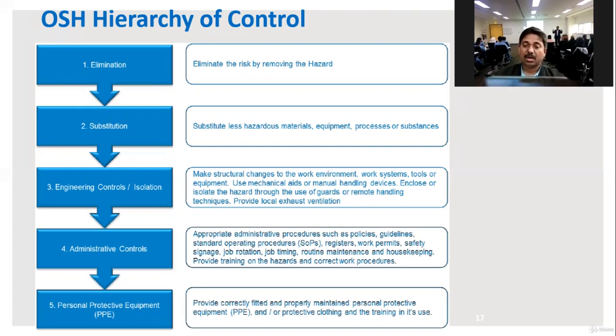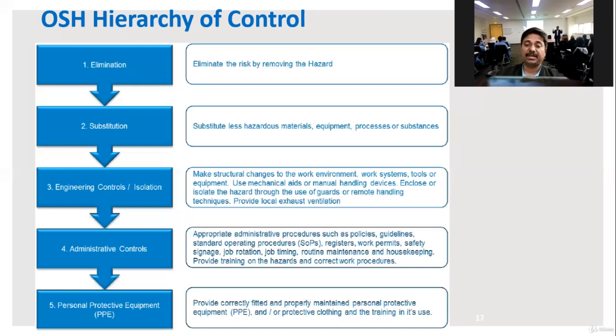Administrative control: appropriate administrative procedures such as policies, guidelines, standard operating procedures, registers, work permit, risk registers, safety signages, job rotation, job timing, routine maintenance and housekeeping, providing training on hazards and correct work procedure. These are all called administrative controls.